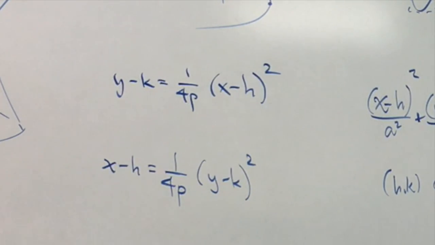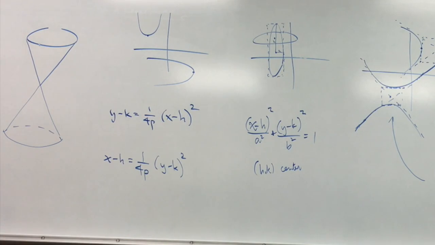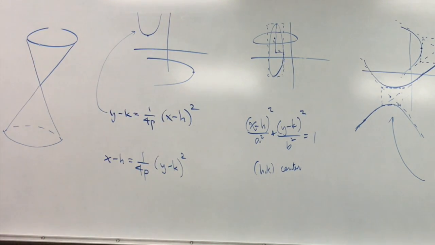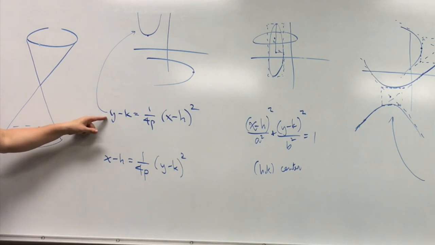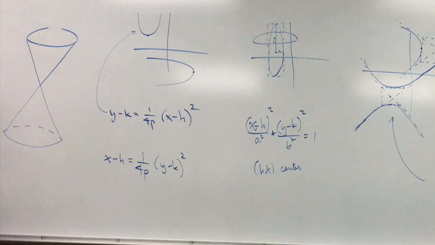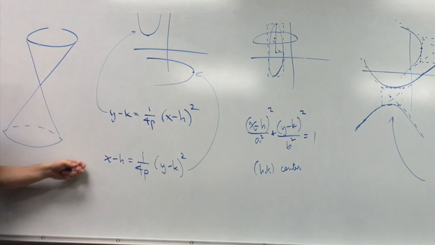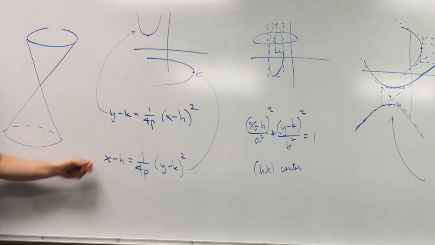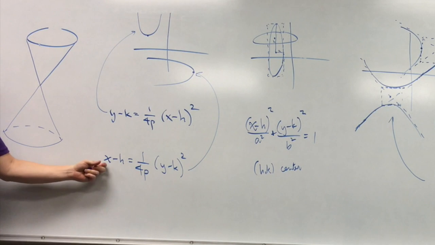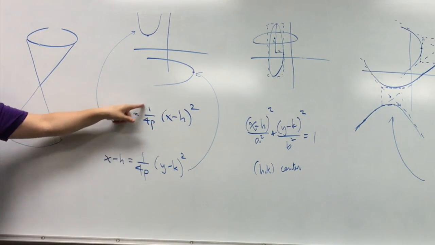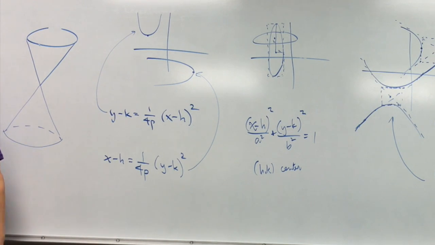So all equations of parabolas fall into one of these two forms. If it's opening up or down, it's going to be where the y is not squared and the x is. If it's opening to the left or to the right, then you're going to be looking at a parabola of this form, where x is not squared, y is squared. And you'll know whether it's opening to the right or the left depending on whether this factor in front is positive or negative, right?